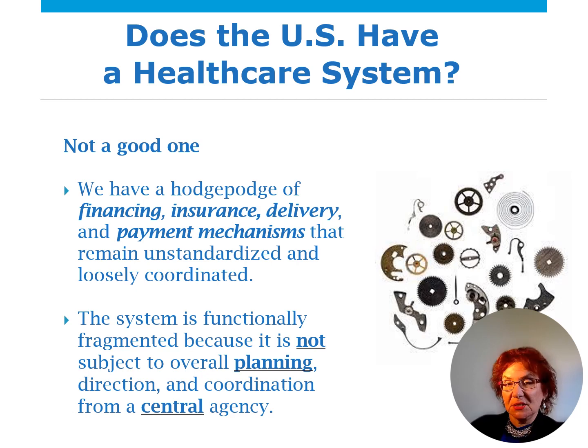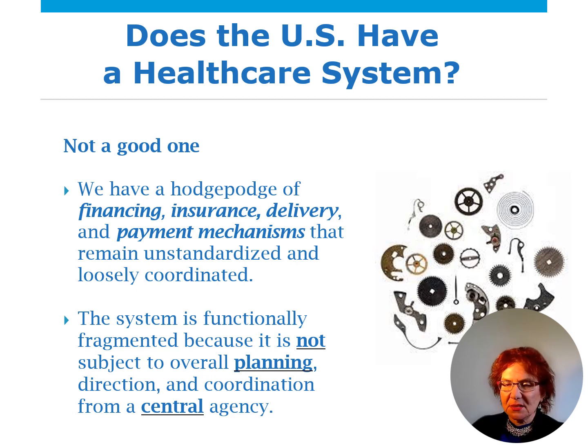So, does the US have a healthcare system? Meh, not really. It's kind of like the broken watch up there instead of that beautiful one. We have a hodgepodge of financing, insurance, delivery, and payment mechanisms that are unstandardized, that are loosely coordinated, and it's functionally fragmented because our healthcare system has no overall planning, direction, and coordination from a central agency.